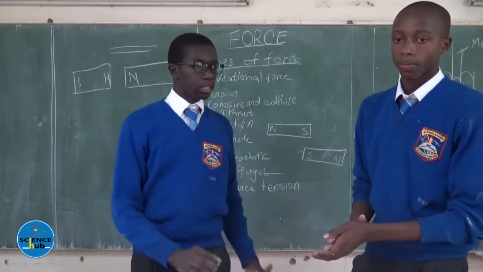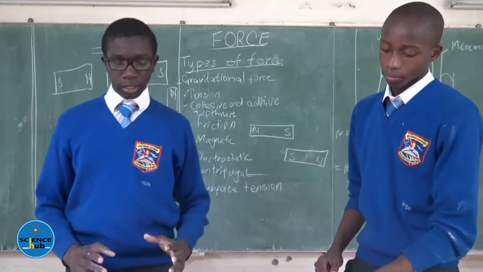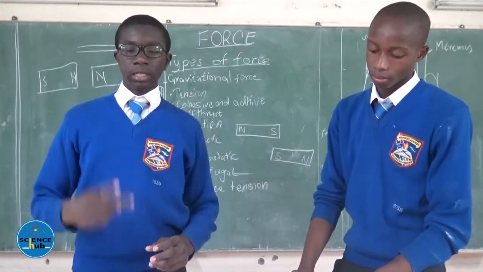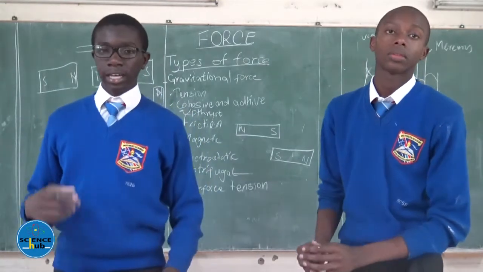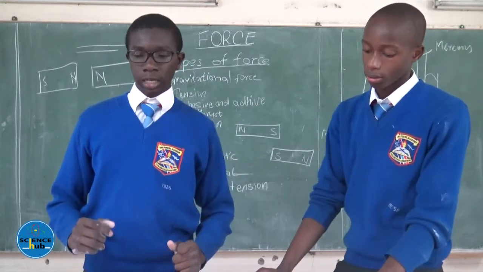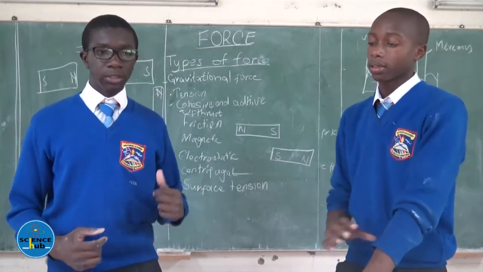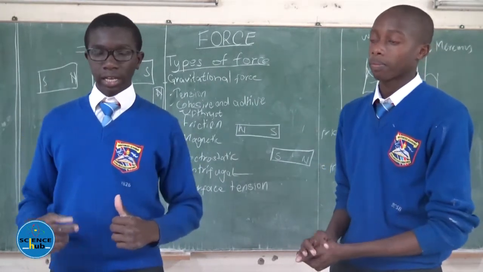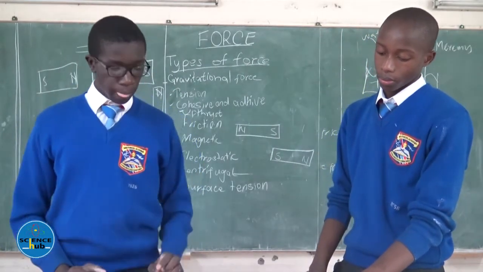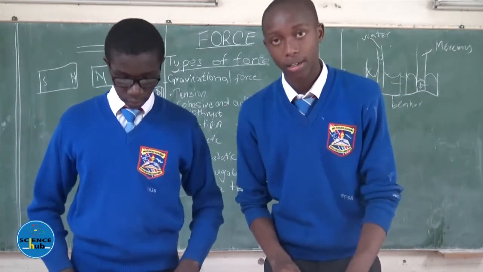Now, in magnetic force, there are two types of materials: the magnetic materials and the non-magnetic materials. Magnetic materials are materials that can be attracted by a magnet, while the non-magnetic materials are the materials that cannot be attracted by the magnet. So next and lastly, we are going to check on the electrostatic force.